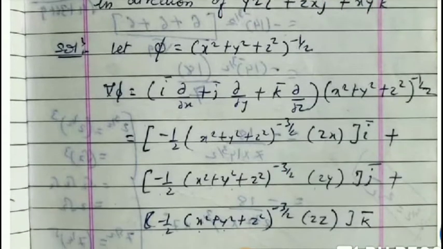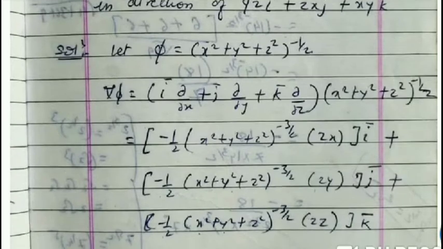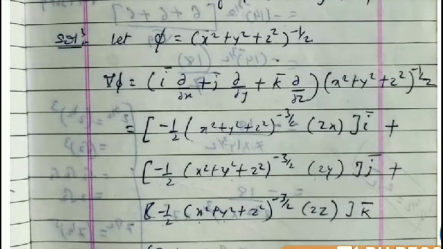Okay, now consider phi equals (x square plus y square plus z square) to the power minus 1 by 2. So del phi: write the value of del and write the value of phi. After that, take the differentiation of phi with respect to x, y, z.